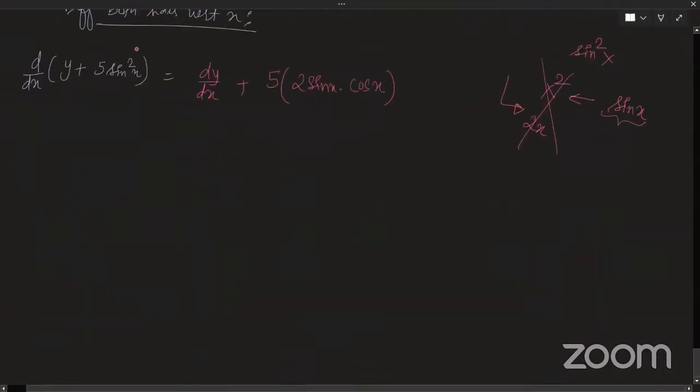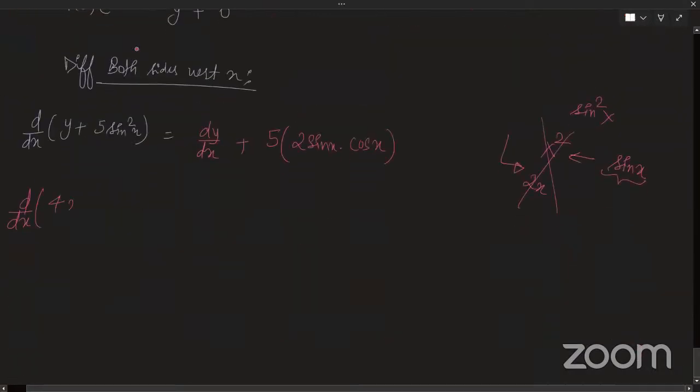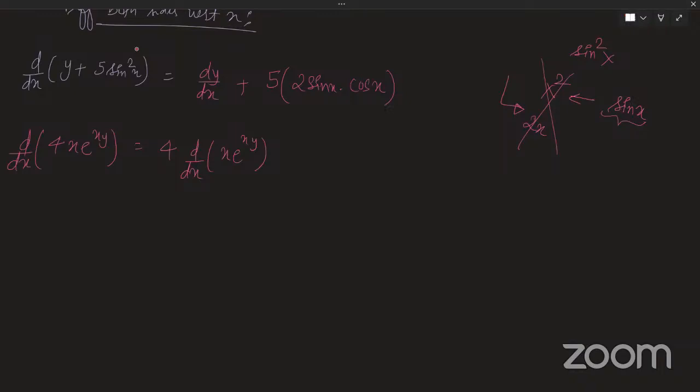Now I will go for the derivative of the left hand side. So in the left hand side, I have 4x e raised to xy. Tell me, how will I do it? See, what is it basically? It's product of two functions, right? I have got my first function as x and second function as e raised to xy.